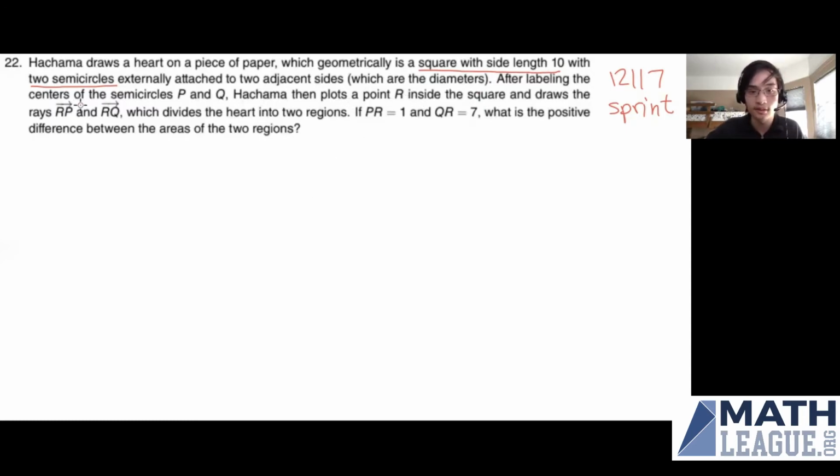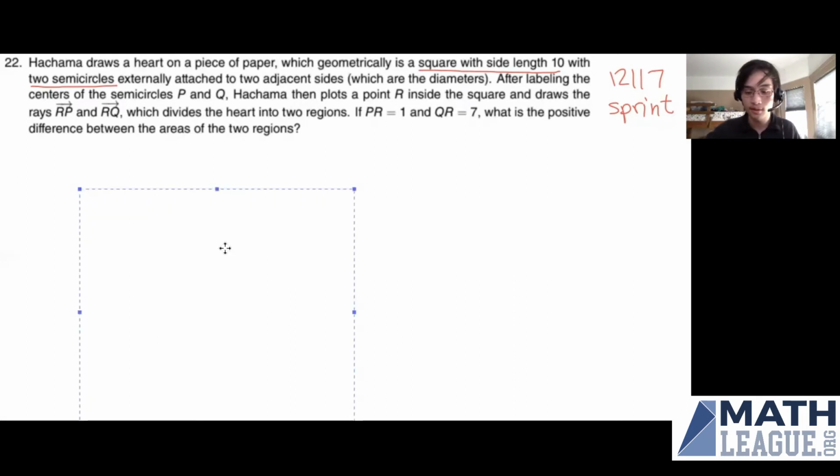After labeling the centers of the semicircles P and Q, Hachima then plots a point R inside the square and draws the rays RP and RQ, which divides the heart into two regions. We are given the following lengths, PR equals 1 and QR equals 7, and we are asked for the positive difference between the areas of the two regions. So let me go ahead and reveal the diagram.